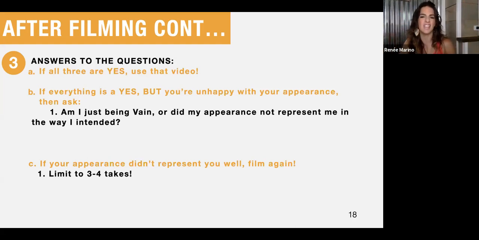He yells cut and he's like, that was it. And I go, Clint, I forgot my lines. And he goes, I don't care. It was real and it was raw and I loved it. And I was like, huh, I literally forgot my lines.